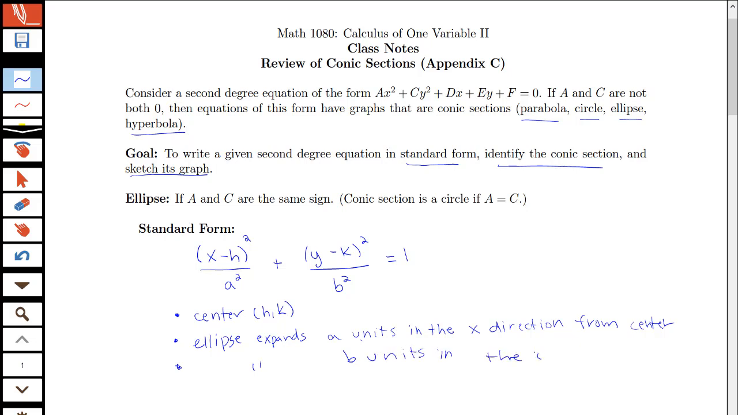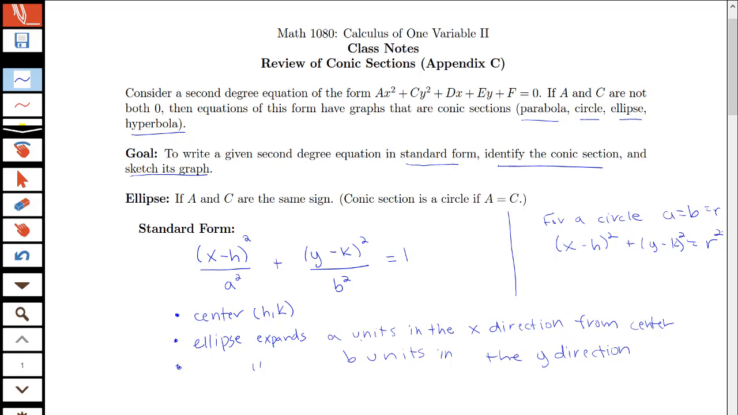Okay, and you may recall that this is similar to the equation of a circle. For a circle, a and b would be the same thing. We could call those the radius of the circle. And so for a circle, this simplifies to (x minus h) squared plus (y minus k) squared equals a squared, or in other words, equals r squared.